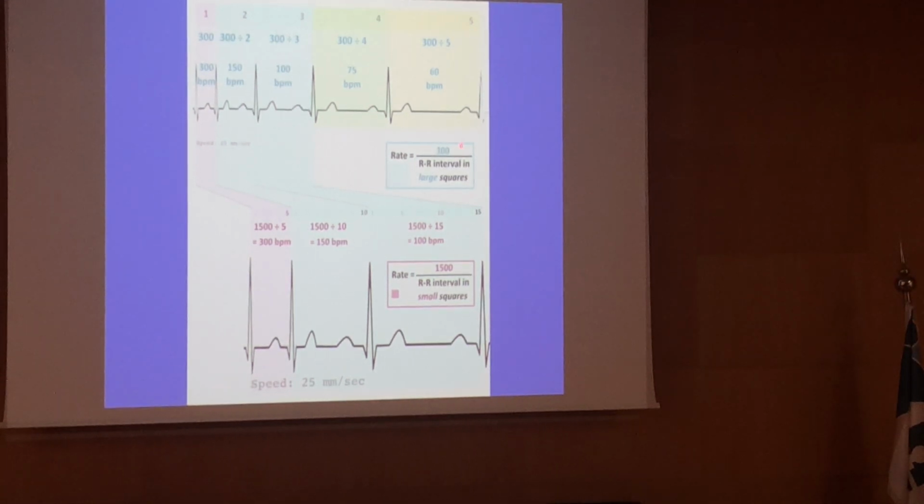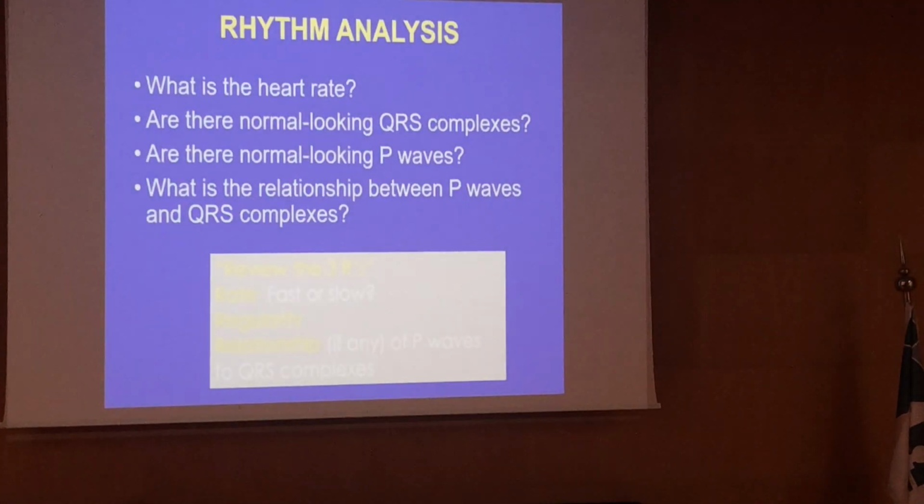This is again, just remember 300 by RR intervals in large squares, or 1500 in RR in small squares will give you the heart rate. For regular rhythm, of course. To know the rhythm, whether it's sinus or not sinus, it depends on, number one, the rate itself.